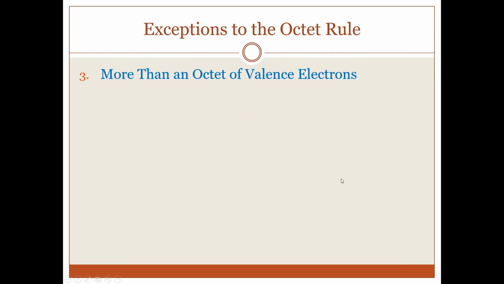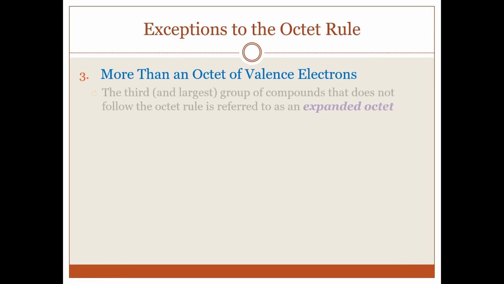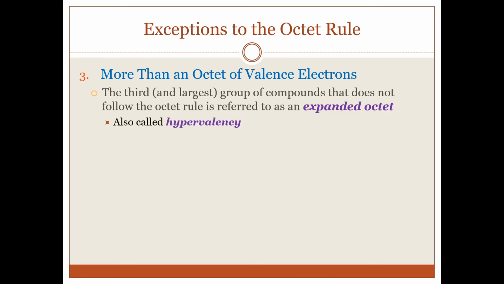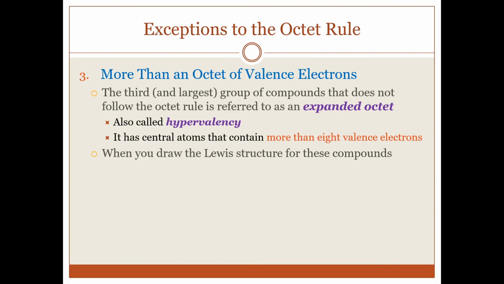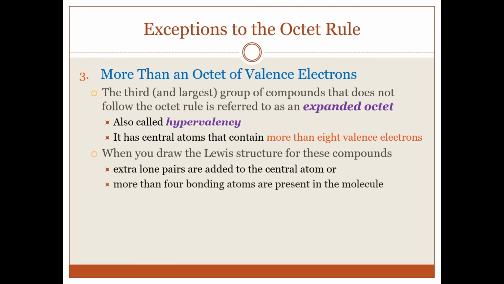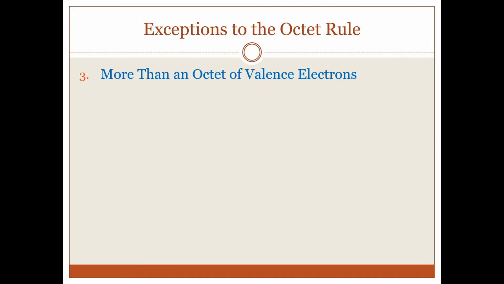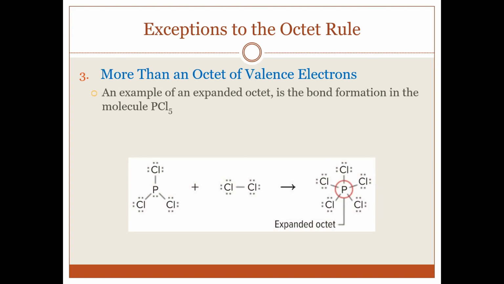More than an octet of valence electrons. So the third and largest group of compounds that don't follow this octet rule is called an expanded octet. This is also called hypervalency. So it has a central atom that's going to contain more than 8 valence electrons. So when you draw the Lewis structure for these, they'll have either extra lone pairs or more than 4 bonding atoms. So one example of an expanded octet is going to be PCl5.